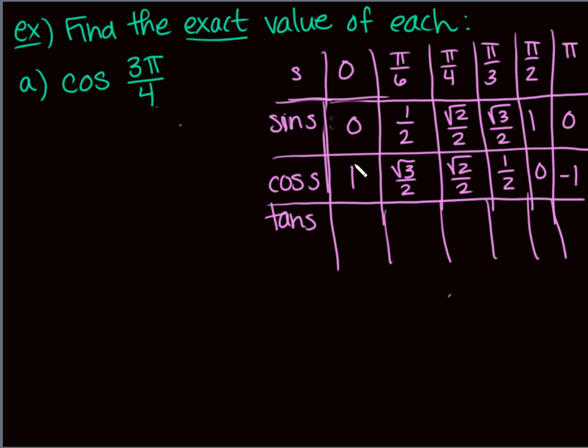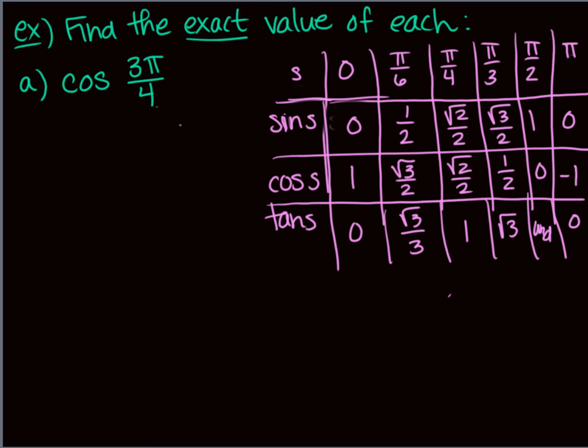And then tangent just takes sine. That's why I always put sine first. It's y over x, so it's sine over cosine, so that's 0. Root 3 over 3, you know all of these. 1, root 3, undefined, and then 0. And then we could do 3 pi over 2.